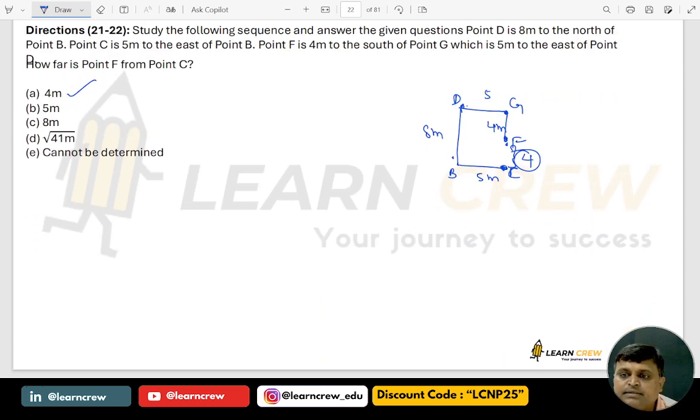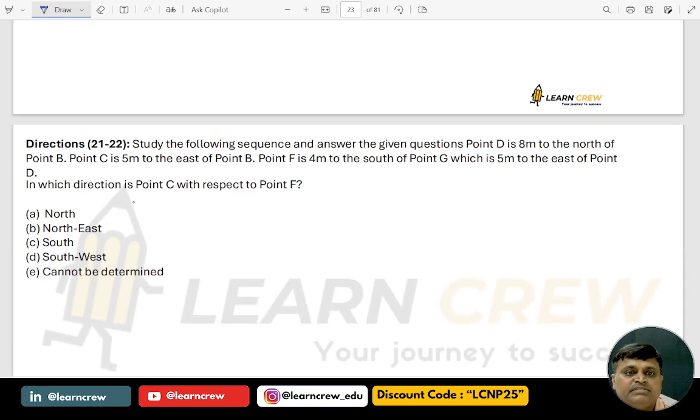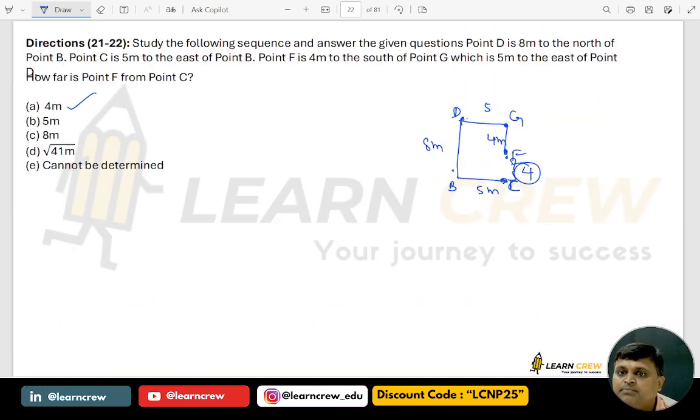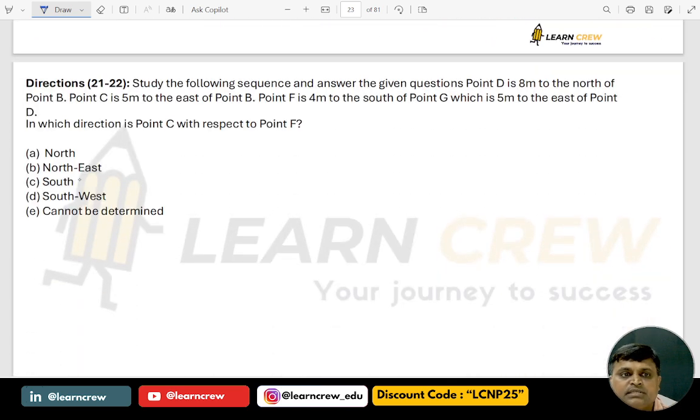question is, in which direction is point C with respect to F? Point C with respect to F is towards south. So the answer is south. Next.